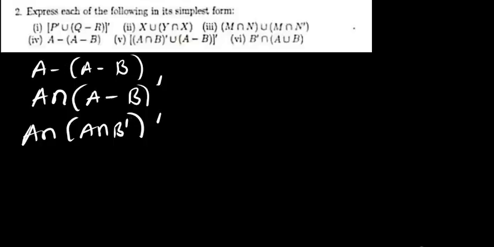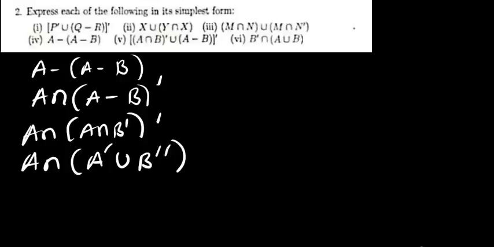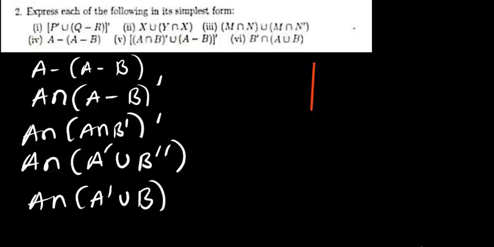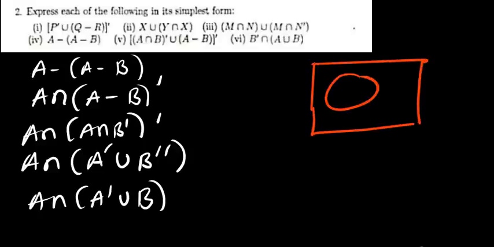Now from here I can bring the complement inside. So it will be A complement union, and since I've brought the complement inside the brackets, this changes, so it will be B complement complement. B complement complement is the same as just B. So what else are we supposed to do? Let's now come up with the Venn diagram. But from here I can find the answer.